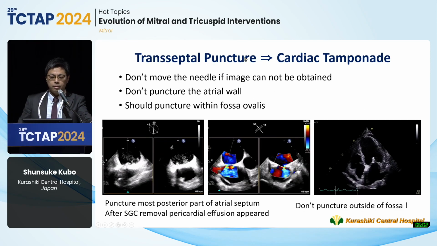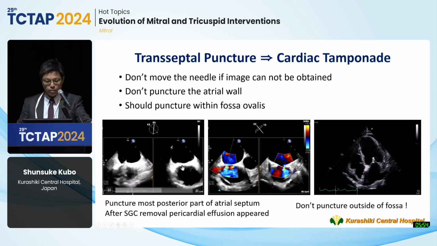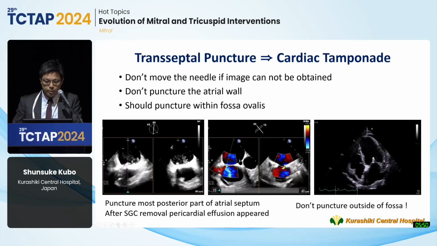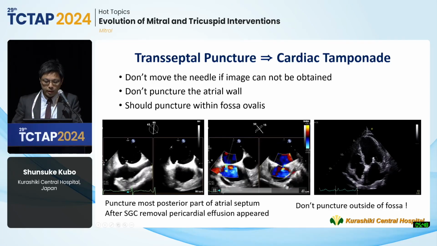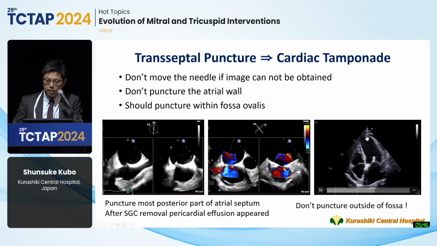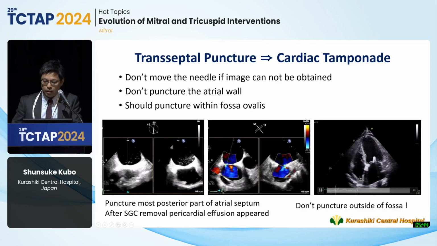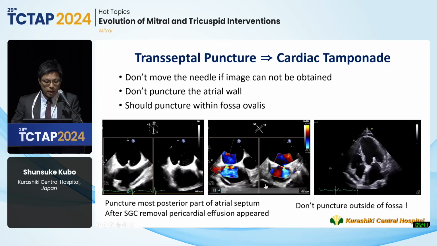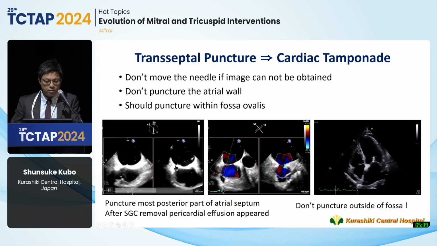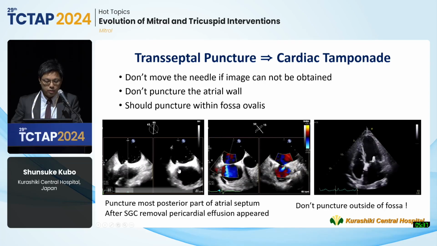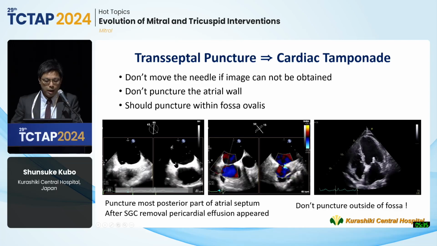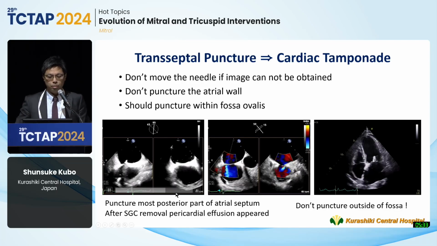In the transseptal puncture, we can really observe cardiac tamponade. In this case, we punctured the posterior part of the septum, but after removing the guide catheter, you can see the pericardial effusion. TTE reveals the pericardial effusion. So I think this puncture punctured part of the atrial wall.